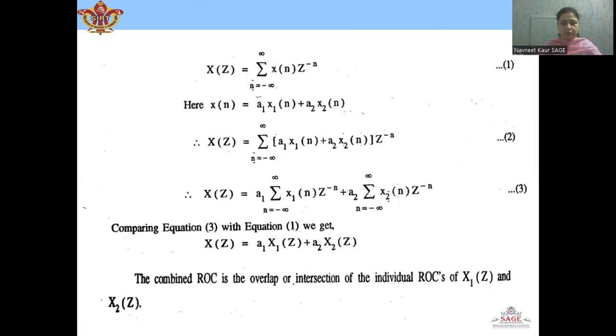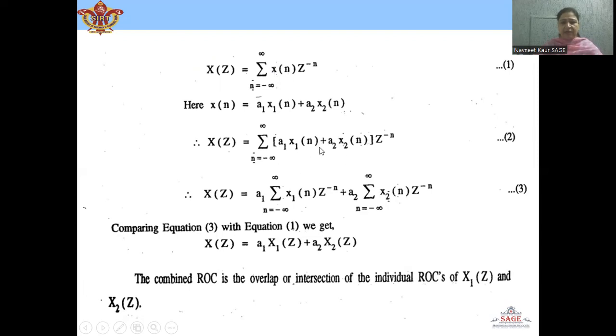Now we will go to the proof of this property. I'll start with the basic formula of X(z), which is the summation from n equal to minus infinity to plus infinity of x(n) z raised to the minus n. In this property, x(n) is A1 x1(n) plus A2 x2(n). That means this is the signal for which I want to find the Z transform. Now I'll put this value of x(n) in the formula of X(z). So I'll get this term.